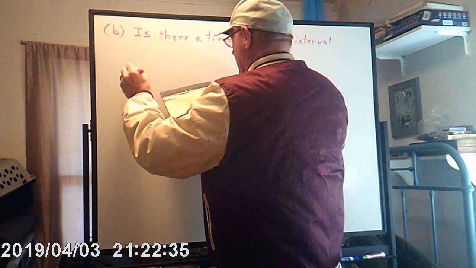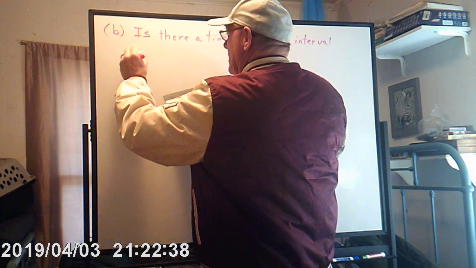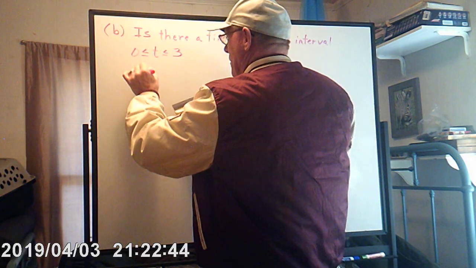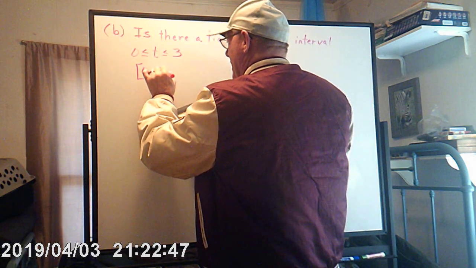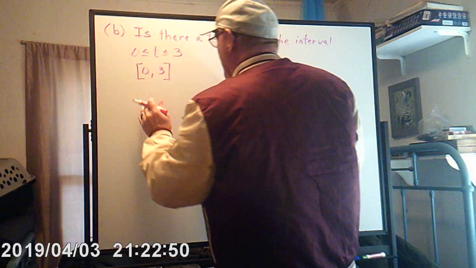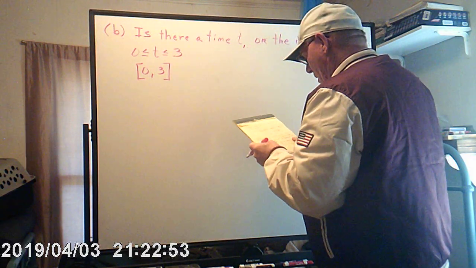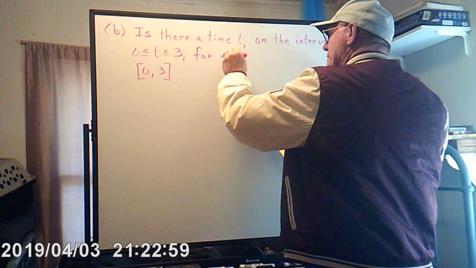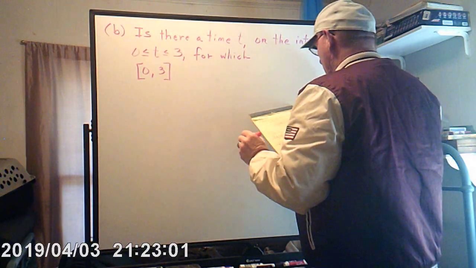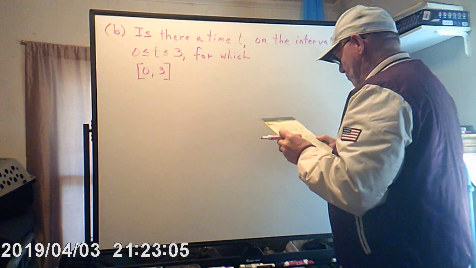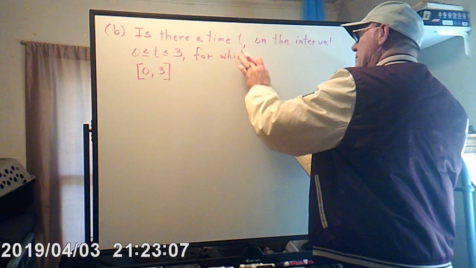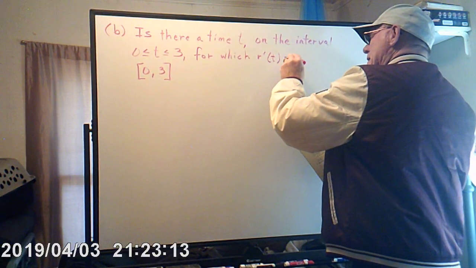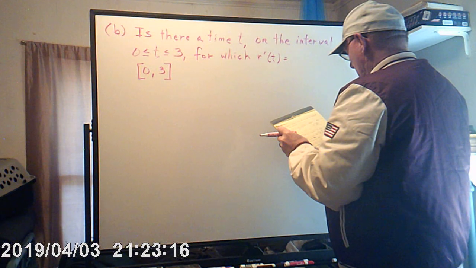All right. Let's look at this here. Interval. Okay, t is between, including, some people may write this as 0, 3, like that. That's okay. Okay. For which r prime at t is equal to -6.